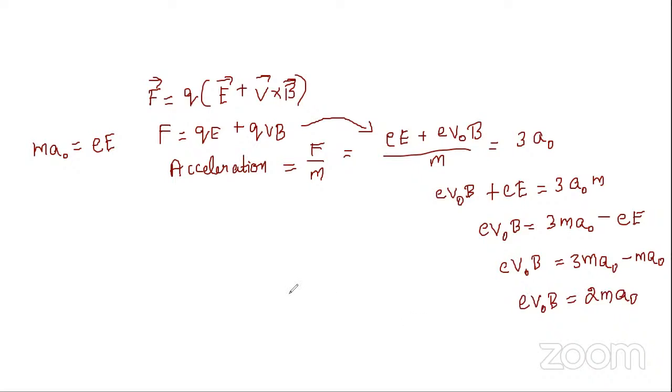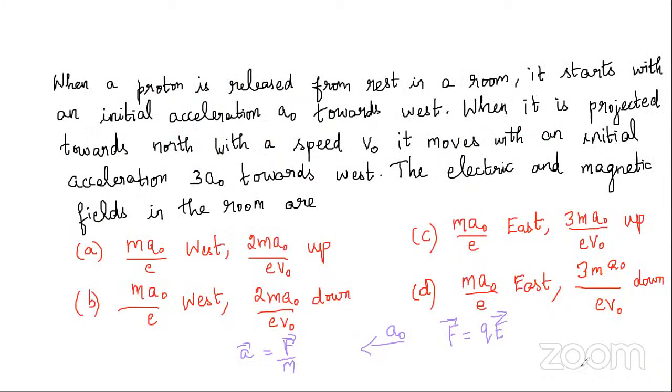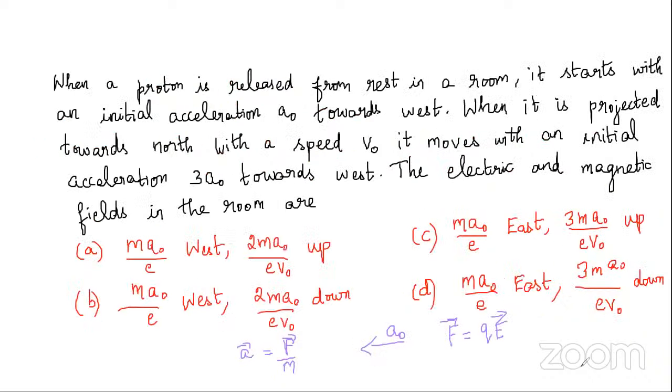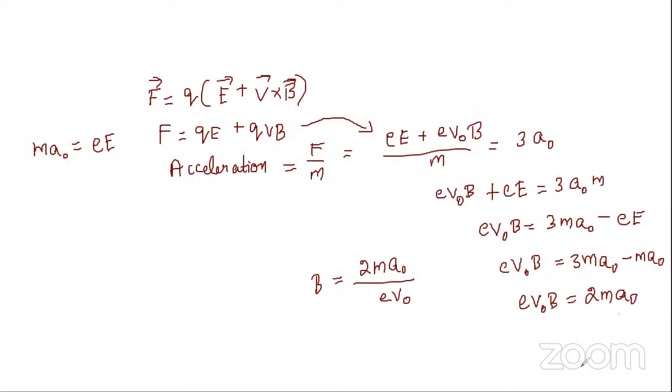So the magnetic field B is now given by 2m a naught divided by e v naught. This is the value of the magnetic field. It can't be in the upward direction, it should be in the downward direction only. Then only you will get the resultant force. So it is acting in the vertically downward direction. This is the right answer, that is option B.